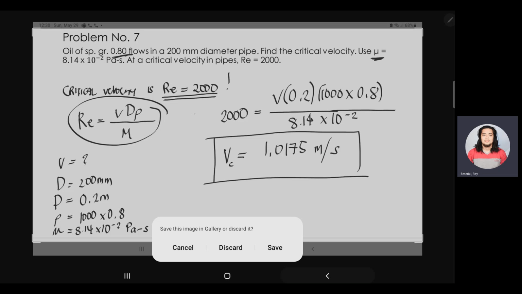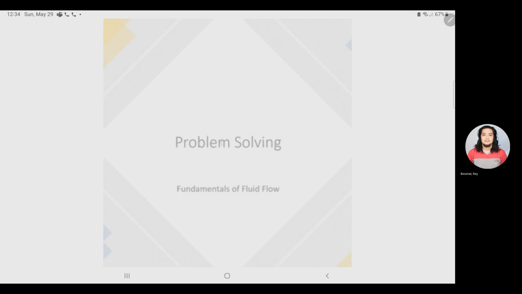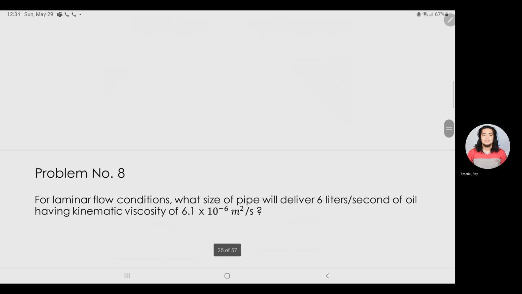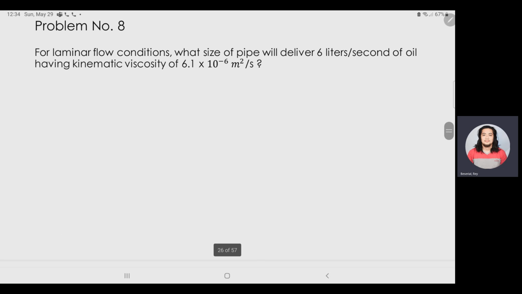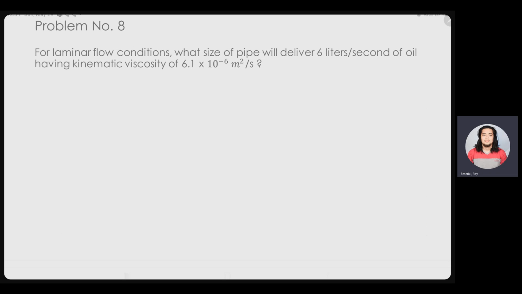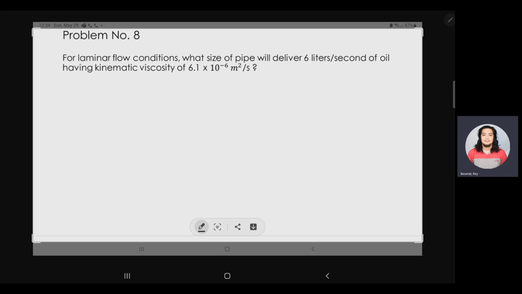So next, problem number 8. Medyo mahaba ito, okay lang. For laminar flow conditions, what size of pipe will deliver 6 liters per second of oil having kinematic viscosity na 6.1 times 10 to the power of -6 meters squared per second.